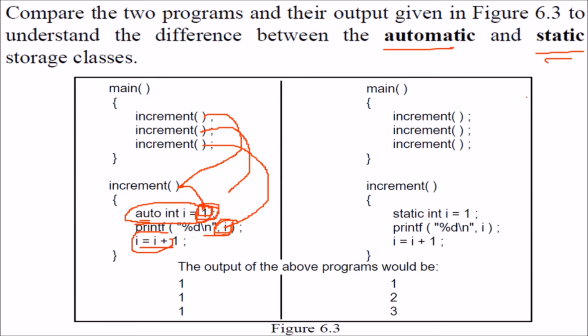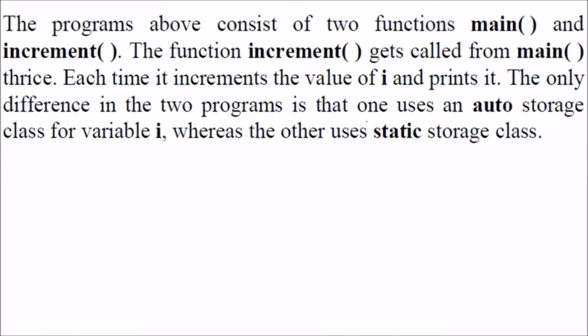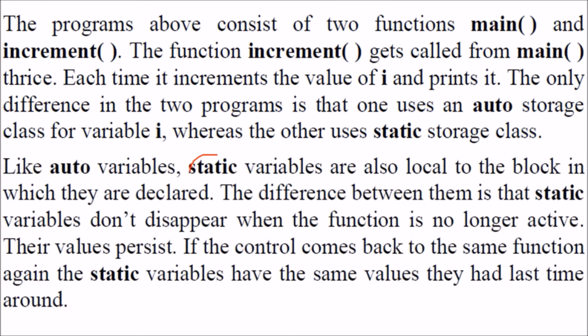But the static class is not like that. If you put it in static, then between the function calls the value will remain the latest one. In the first call, static int i equal to 1, so 1 will be printed. Then i is incremented, so it becomes 2. When the second function call comes, the value has become 2, so 2 will be printed. Now i equal to i plus 1, so 2 plus 1 is 3. Again the function call is made, and now it will be 3. I hope you got the idea. So this is how static is different from auto. Static will keep the value between function calls also.